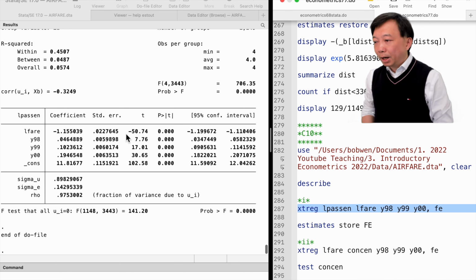The estimated price elasticity of demand for airline seats is minus 1.16. It implies that the demand decreases by 1.16% if the price increases by 1%, other things equal.